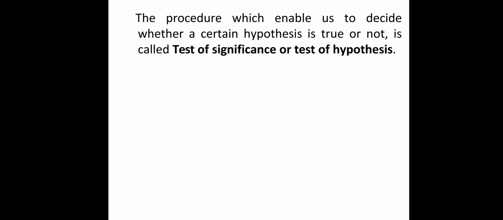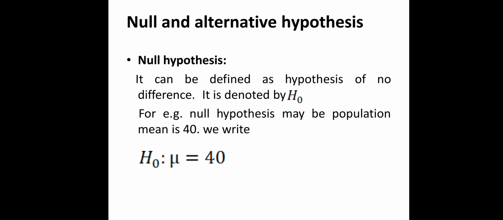Till now we have been discussing test of significance, test of hypothesis. So the definition is in 2-3 lines: the procedure which enables us to decide whether a certain hypothesis is true or not is called test of significance, or in some books it is also called test of hypothesis, testing of hypothesis, okay. So this procedure, how we have to proceed towards giving a conclusion, an inference regarding a hypothesis, either it is true or not, is also known as test of significance or test of hypothesis. So here also we have two kinds of hypothesis to consider.